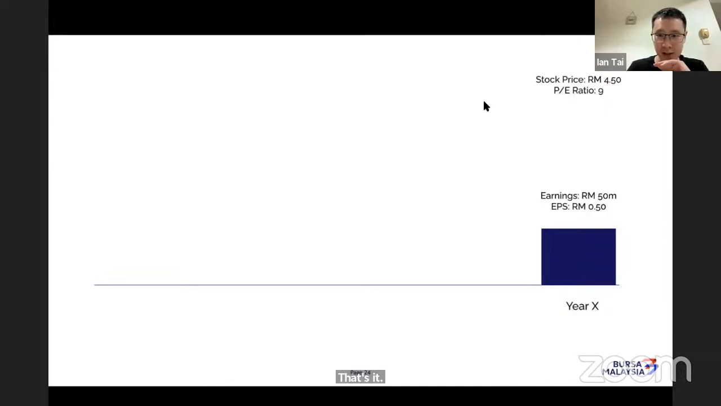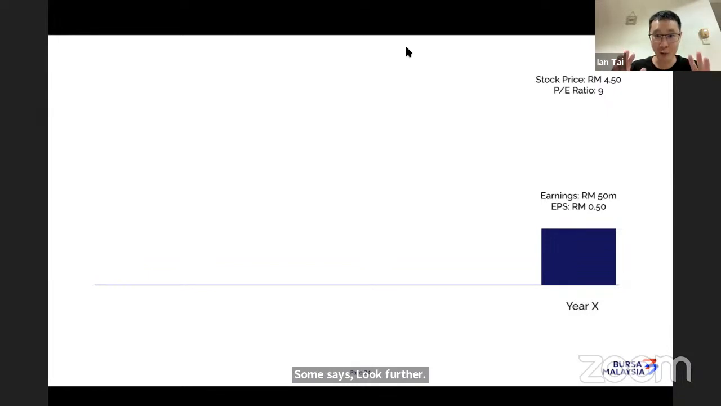How many of you think that a PE ratio of 9 is not too bad? Do you think that this is automatically undervalued? Type in yes if you think a PE ratio of 9 is automatically undervalued. How many of you think that I should look further? So some of you say yes, and some say look further. Okay, so we have a mixture.